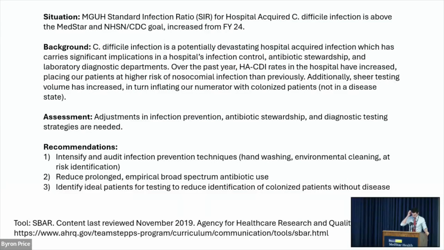As physicians, I think our hands are strongest in education, antibiotic stewardship, and identifying the proper patients to test. So what I want to do is provide you all with some data about what we're seeing in the hospital, some actionable items, and some initiatives that we're starting with this fiscal year.